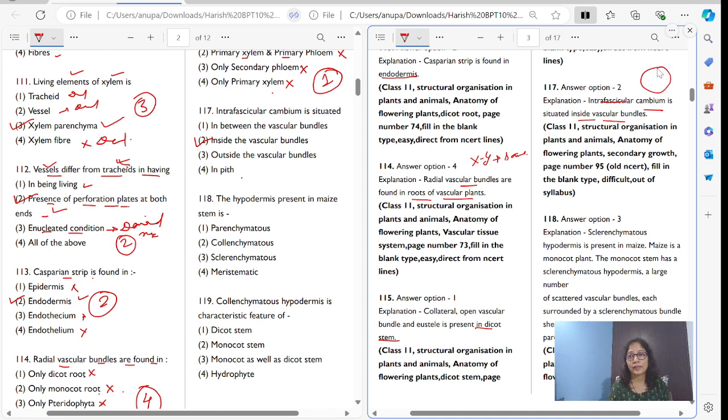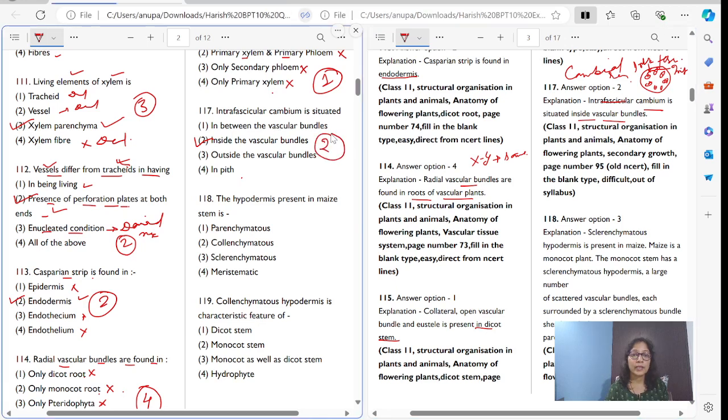Means if this is a TS of stem and this is the vascular bundle, then intrafascicular cambium will be present here, inside the vascular bundle. And also in between two vascular bundles, cambium is present, which is known as interfascicular cambium. The interfascicular and intrafascicular cambium together form the cambial ring. So the correct option of this question will be option number 2. Intrafascicular cambium is situated inside the vascular bundles.